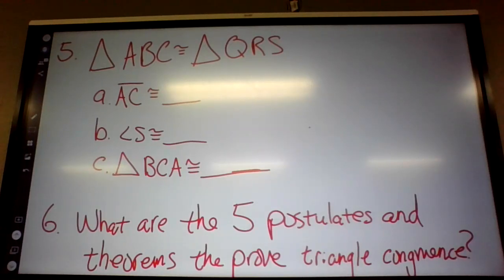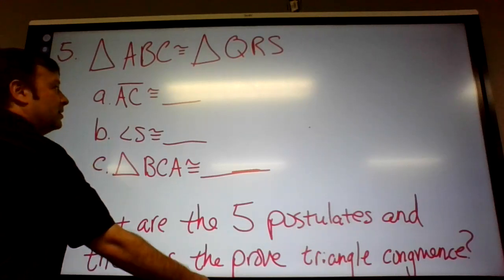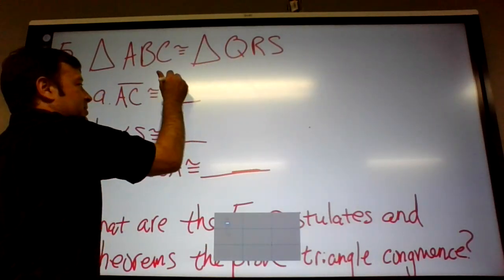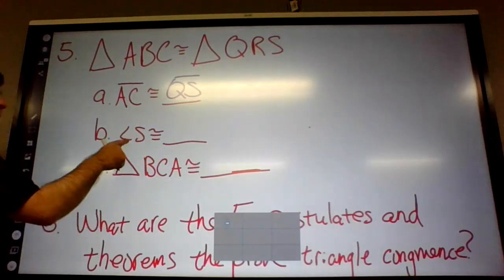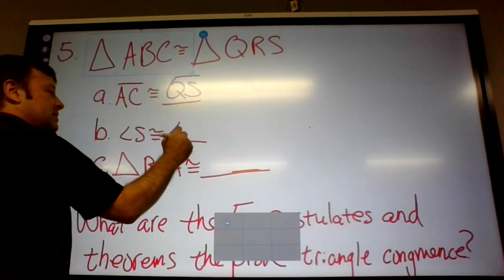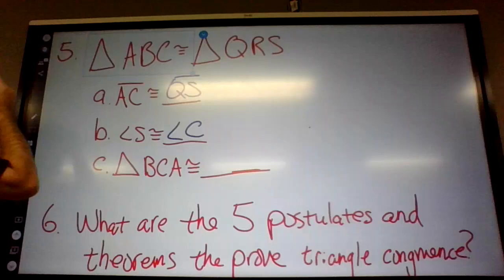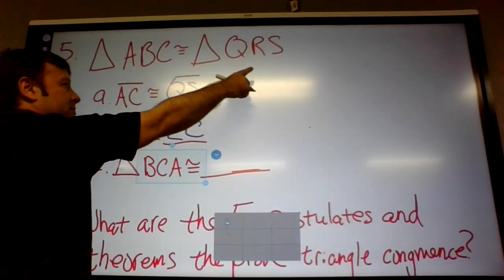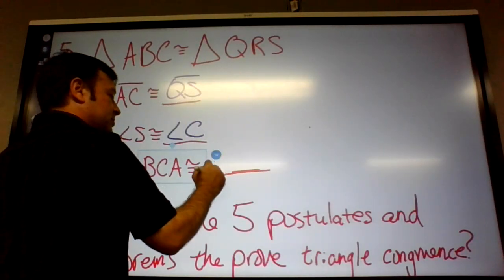I know number A. Oh, you got A? Yeah. I got A through C and number 6. Okay. Segment AC would have to be congruent to segment QS. Angle S is congruent to angle C. It's a matching game. Triangle BCA would be congruent to triangle RSQ.